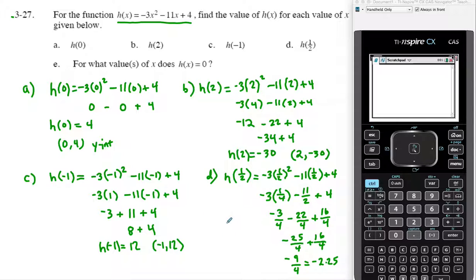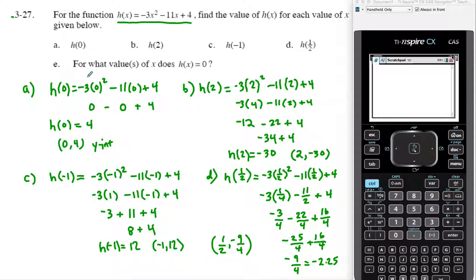So when we plug in 1/2, or if you put it as 0.5, your output should have been -2.25 or -9/4. I'm going to put the -9/4 in there because I don't want a fraction for one and a decimal for the other. So that would be our answer for D.